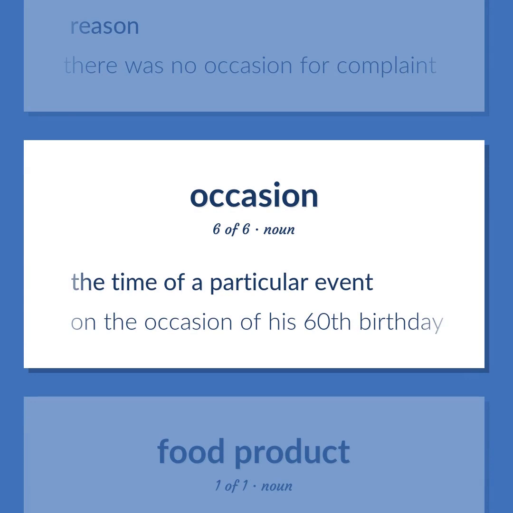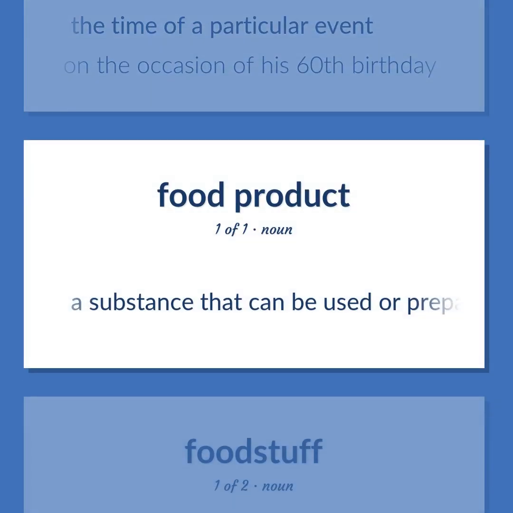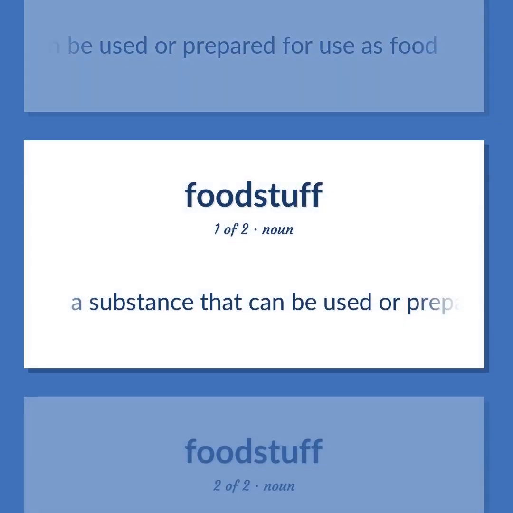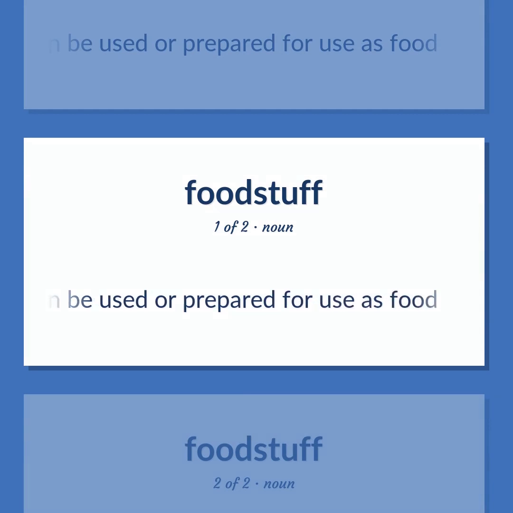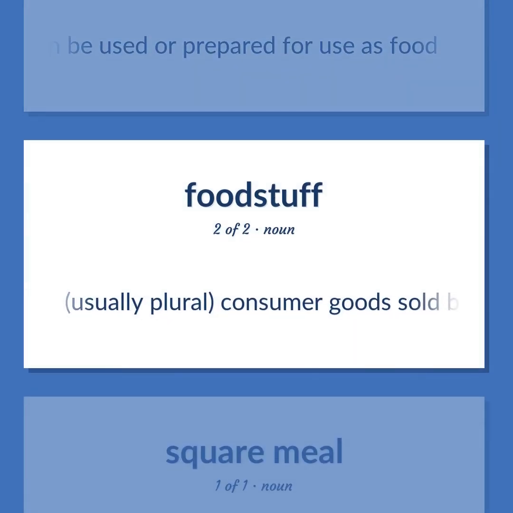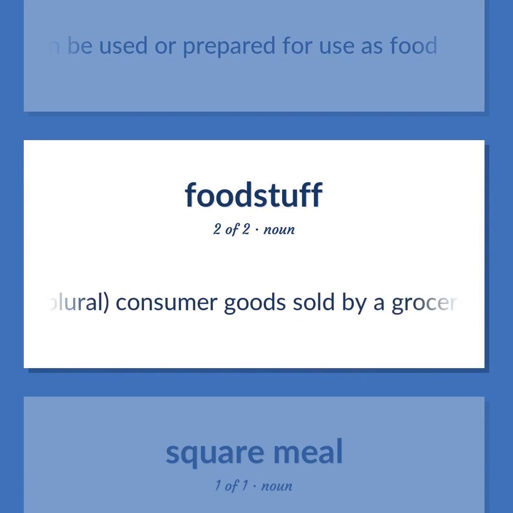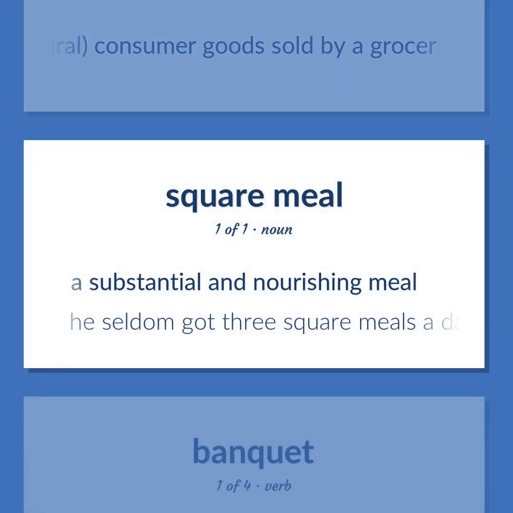The time of a particular event. On the occasion of his 60th birthday. A substance that can be used or prepared for use as food. Usually plural, consumer goods sold by a grocer. A substantial and nourishing meal. He seldom got 3 square meals a day.